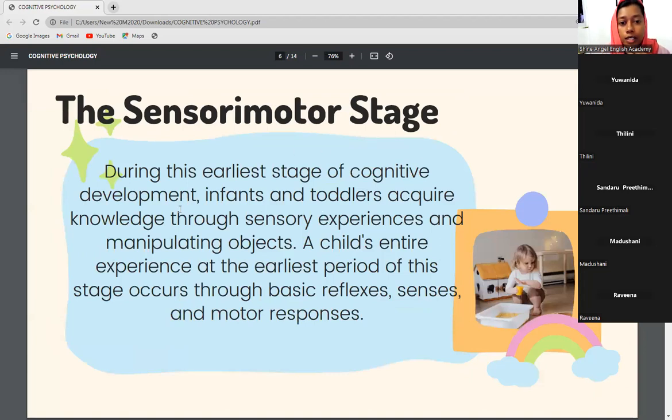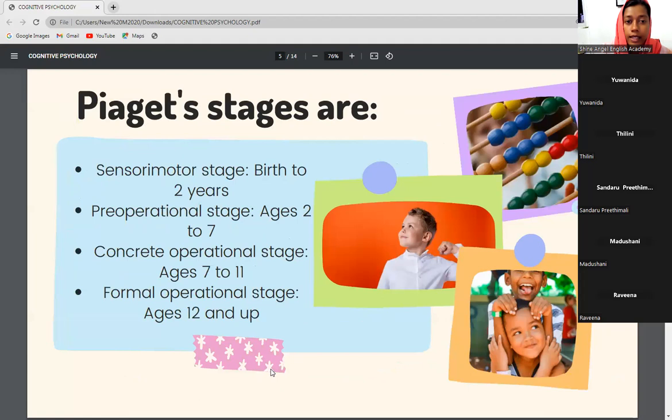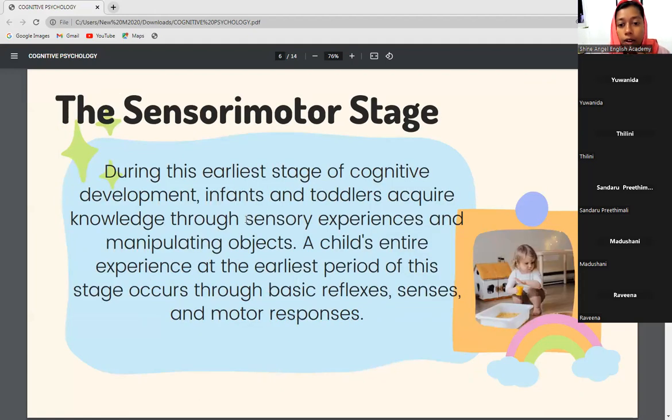Okay, when we talk about the sensorimotor stage, during this earliest stage of cognitive development, infants and toddlers acquire knowledge through sensory experiences and manipulating objects. A child's entire experience at the earliest period of this stage is acquired through basic reflexes, senses, and motor responses. During this stage, they use their senses to acquire knowledge: by seeing, by tasting, by smelling, by hearing, by touching or feeling. From those only they understand their surroundings.